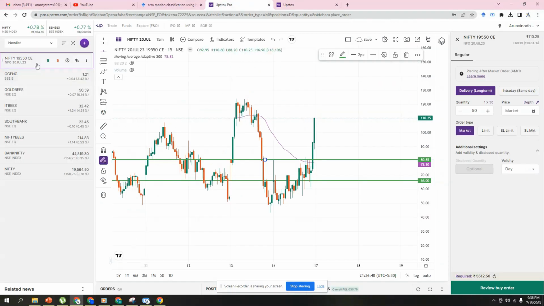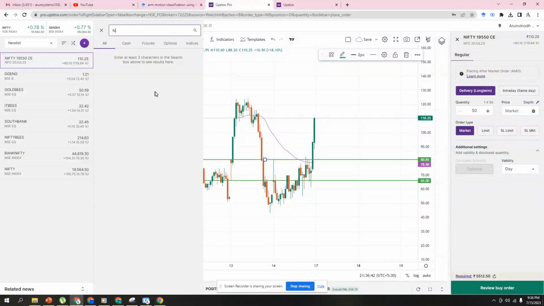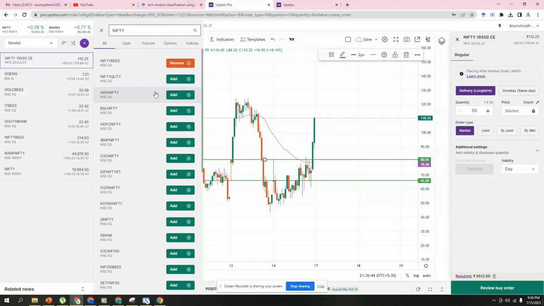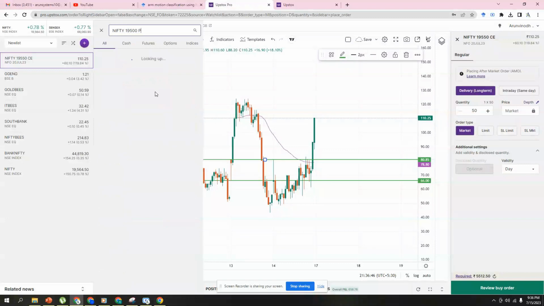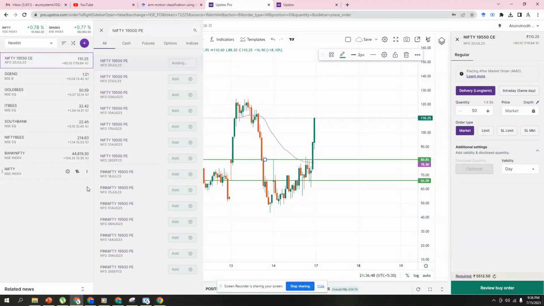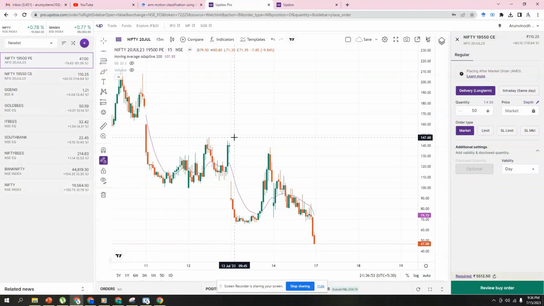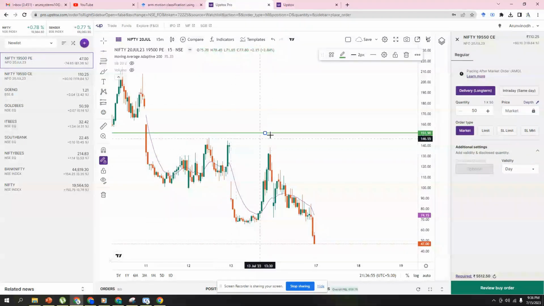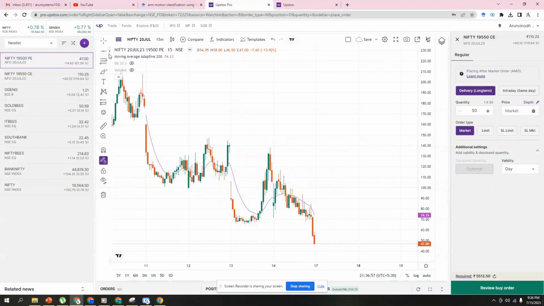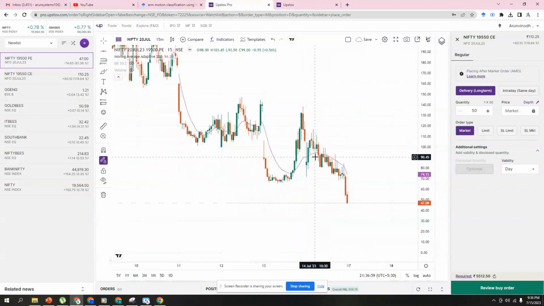So I have to go here, Nifty 19,500 P. Then I have to go for this particular strike price. Okay, let us check here. Let us check what happens. So on this particular day, on 14th, let me draw here.